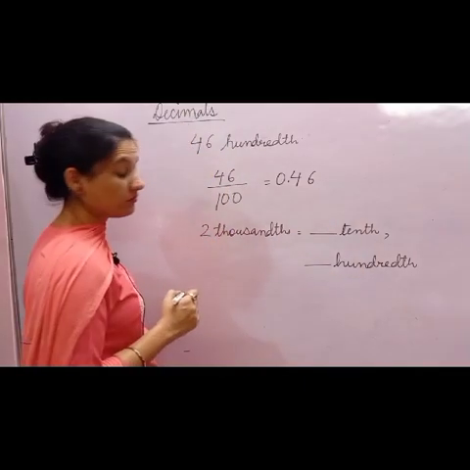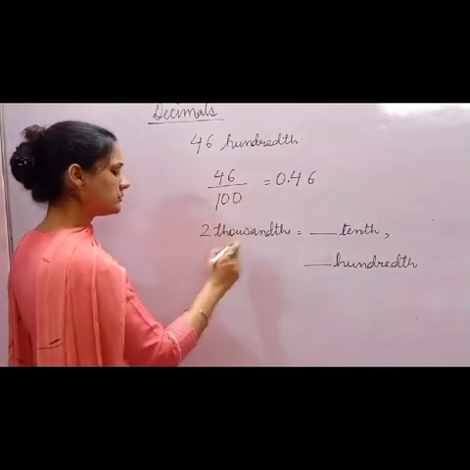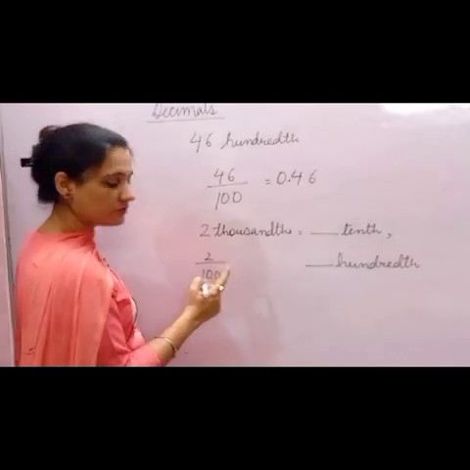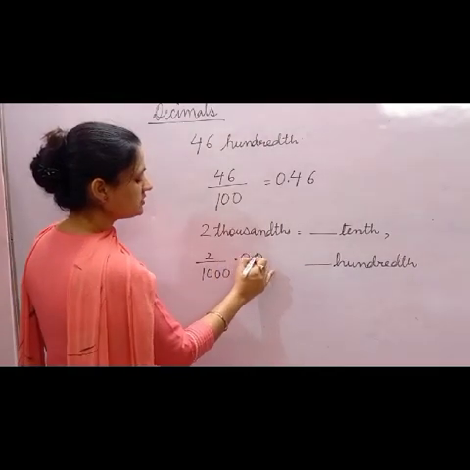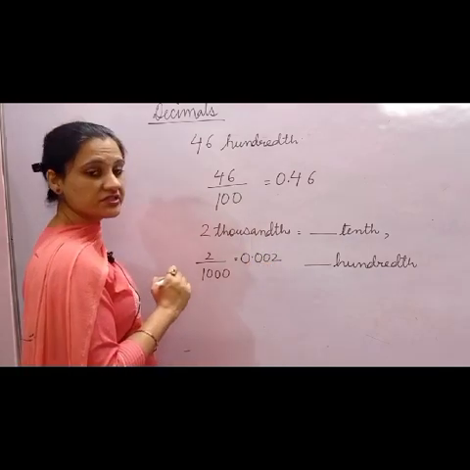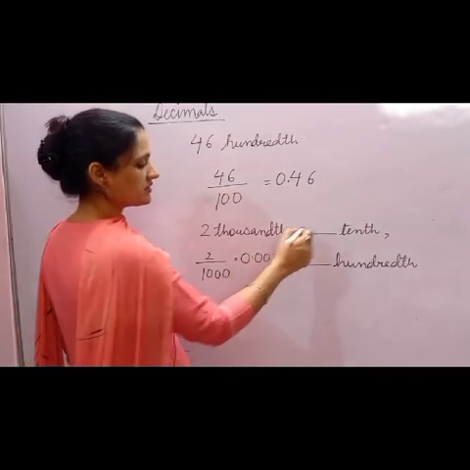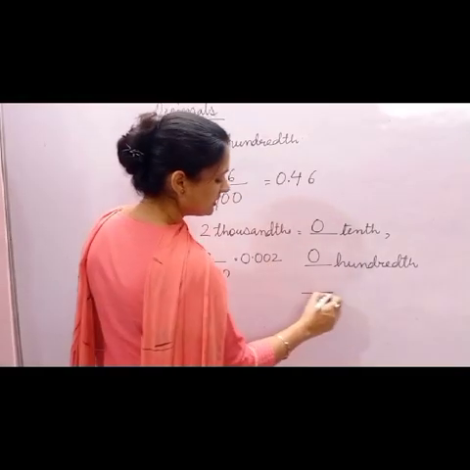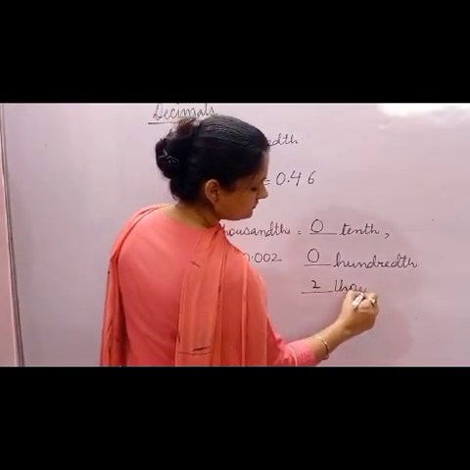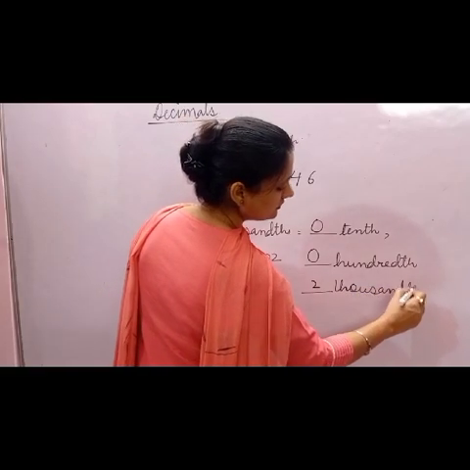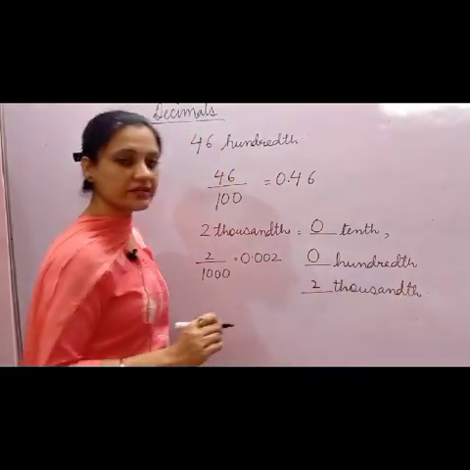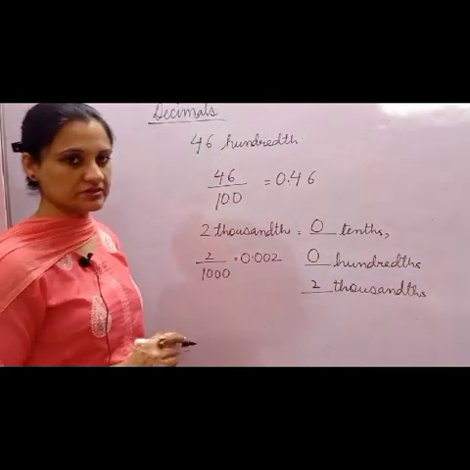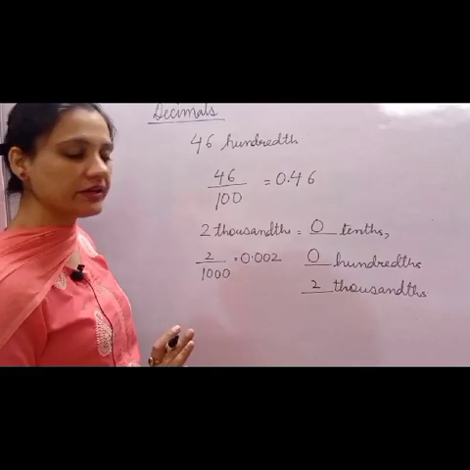Now let us understand what we do. First, simple, write down 2000 means 2 by 1000, convert into decimal: 0.002. Now which digit is at 10th place? 0. And 100th? 0. And which is at 1000th? We'll write down 2 is at 1000th place. Is this clear? Understood, everybody?